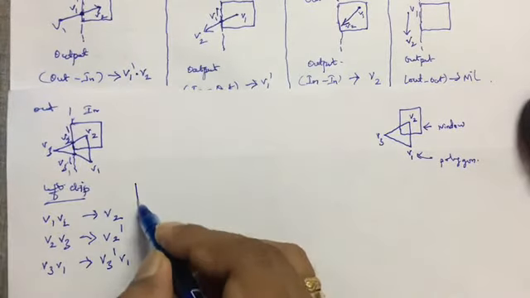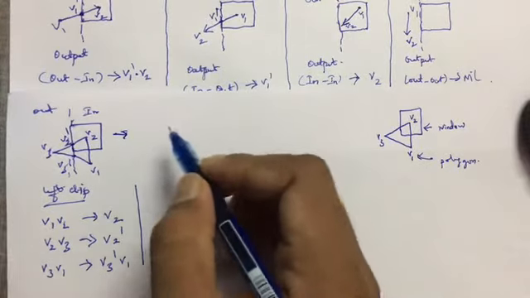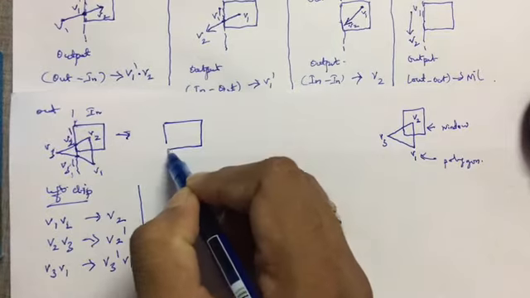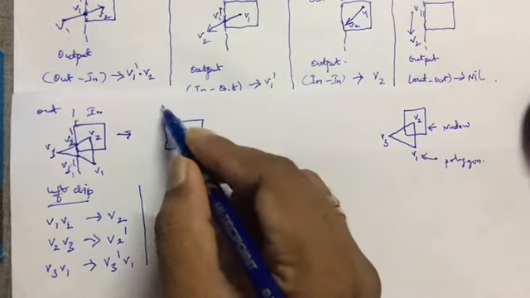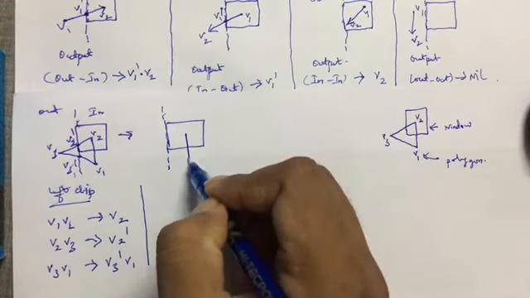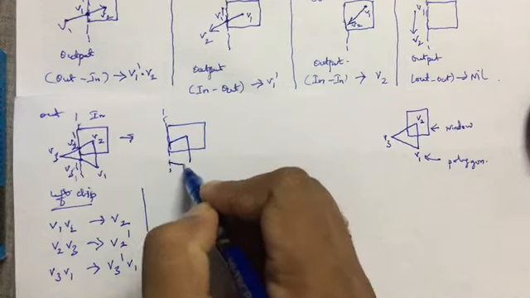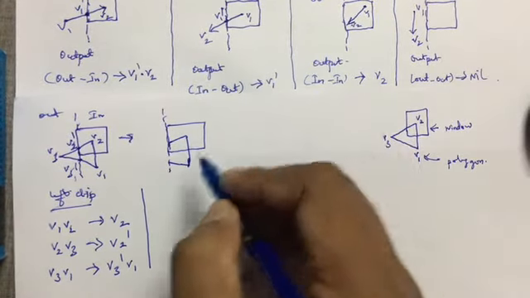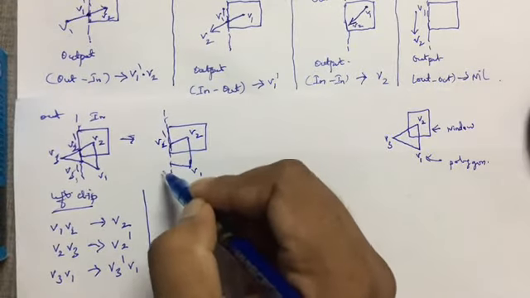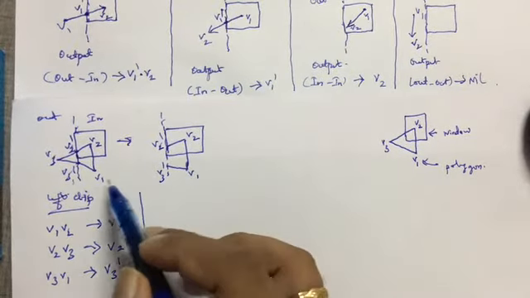Clear? And then this output on left clipping, we will get the window. This will be the margin. So this line is safe, and then this line, and then this line. We have to name it V1, V2, V2 dash, V3 dash. So this will be the output of left clipping.